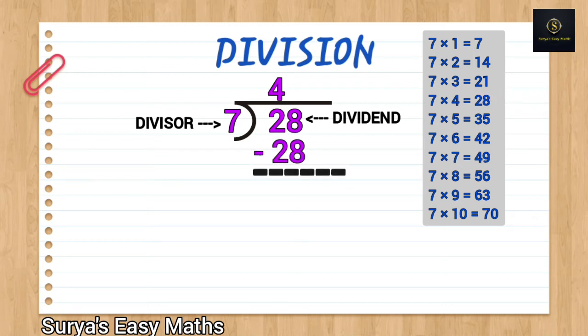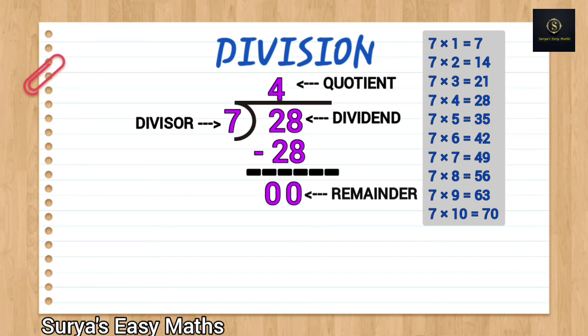Now let us subtract them. So 8 minus 8 is equal to 0 and 2 minus 2 is equal to 0. So here we have completed the division. Our answer is 4. That is 28 divided by 7 is equal to 4.